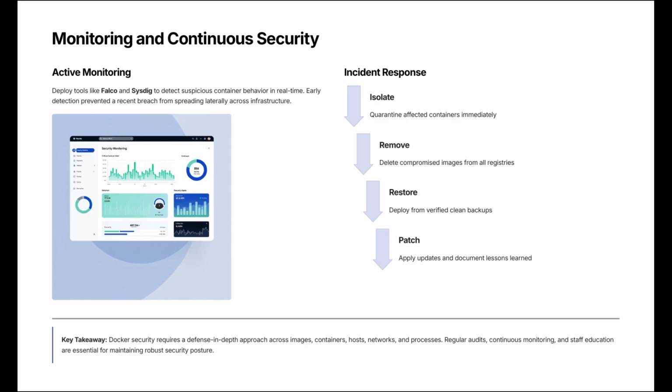The slide also outlines our suggested incident response strategy. When a security incident is detected, the affected containers should be immediately isolated or quarantined. Any compromised images should then be deleted from all registries. Next, it's important to restore systems using verified clean backups. Following this, apply any necessary patches or updates and document the lessons learned from the incident. This will help prevent similar incidents in the future and improve overall security posture.